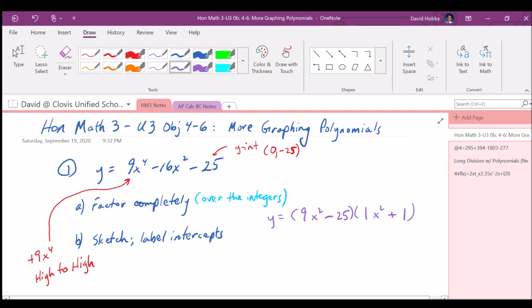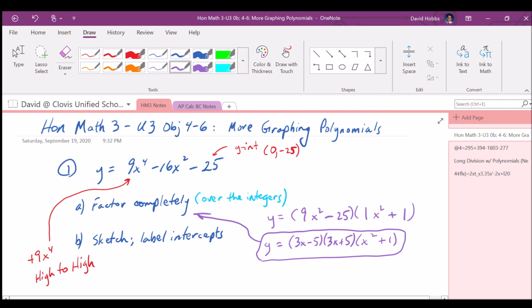Now, factor completely. Can I do anything more with these? Well, 9x squared minus 25, yes, that's a difference of squares. So 3x minus 5, 3x plus 5. Now x squared plus 1. If this was a minus 1, that would be a difference of squares. But we don't have a sum of squares, at least not for factoring over the integers. And so the reality is x squared plus 1 does not factor anymore over the integers. So as far as factoring completely over the integers, that is part A.